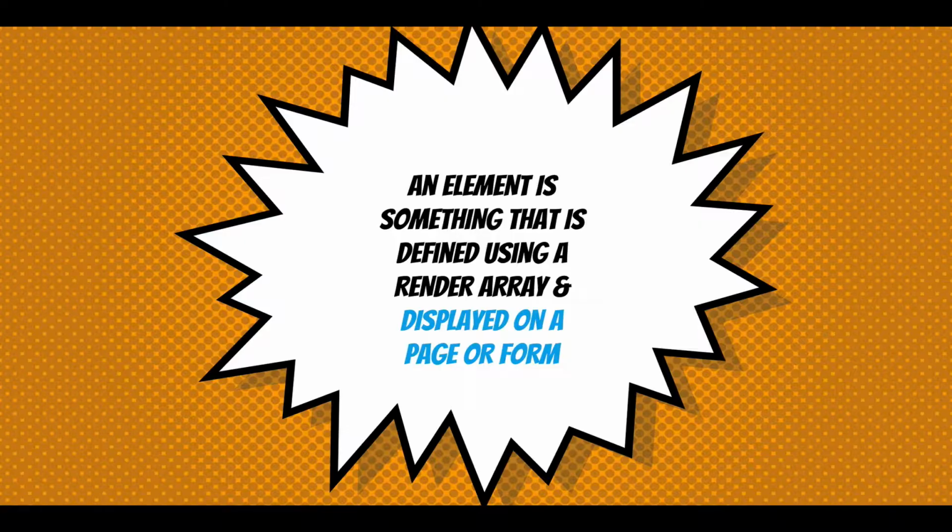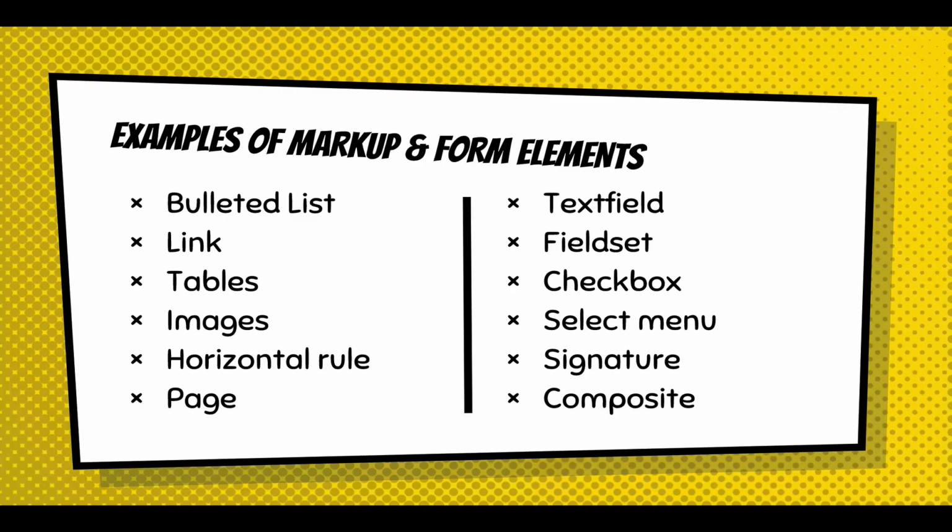What's an element? An element is something that is defined using a render array and displayed on a page or a form. And we'll get into render arrays, but I just want to give some examples of what a markup element, what a form element is. So, like a bulleted list, a link, a table, horizontal rules. Specifically with web forms, now we're starting to talk about text fields, field sets, checkboxes. Even a signature and a composite would be considered just an element.